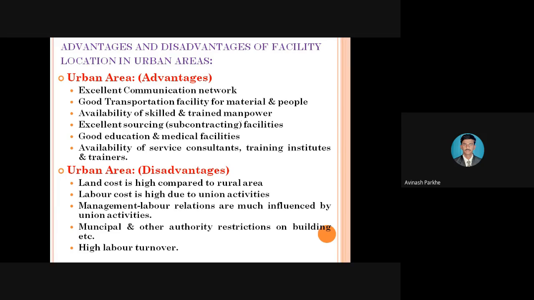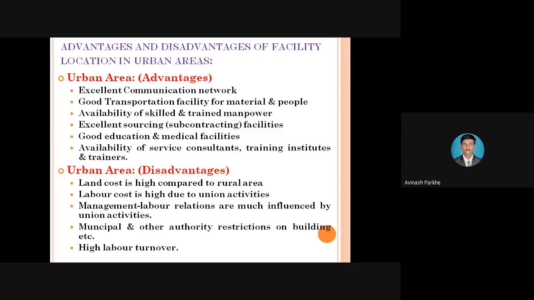Availability of skilled and trained manpower. Skilled persons are required, and maximum skilled persons are available in the urban areas only, because in the urban areas all types of facilities are available. There is good education, some training institutes and other important facilities. Education plays a very important role. Therefore, the skilled operators and trained manpower are available in the urban areas.